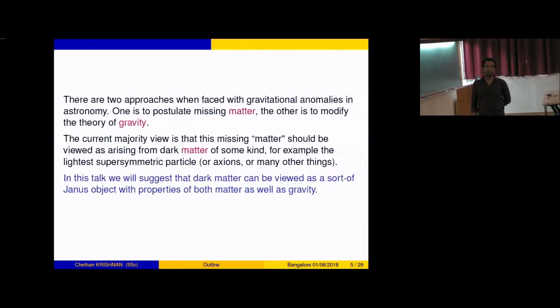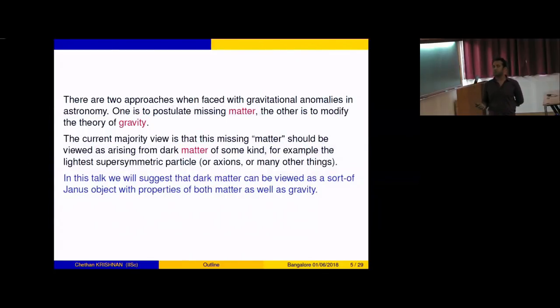And so dark matter is basically just a statement that there is a gravitational discrepancy in astronomy or cosmology. And one way to go about it when you have that is to postulate missing matter, the obvious way to do that, and the other is to modify the theory of gravity. And both of these have, as you probably well know, historical precedents.